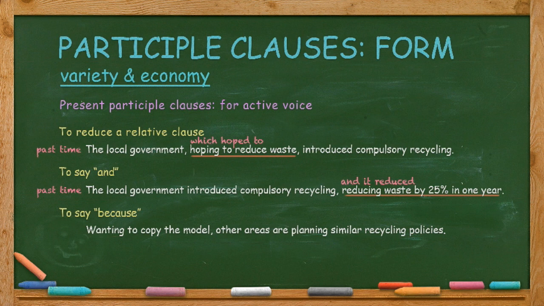The third reason to use present participle clauses is to say because. For example, wanting to copy the model, other areas are planning similar recycling policies. The participle clause wanting to copy the model means because they want to copy the model. The time idea here is present time. So remember, present participle clauses are used for active voice. In this case, we have examples of present participles for past and present time.